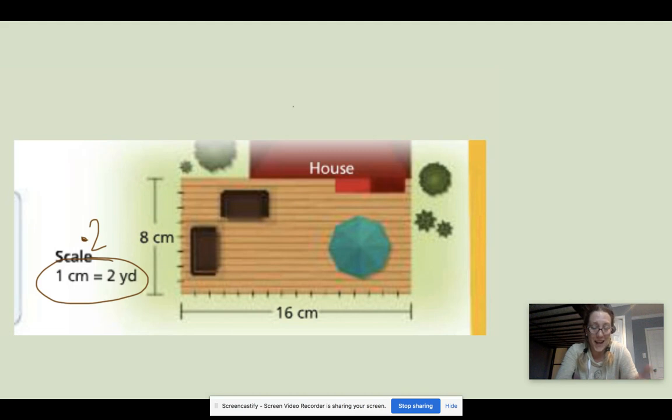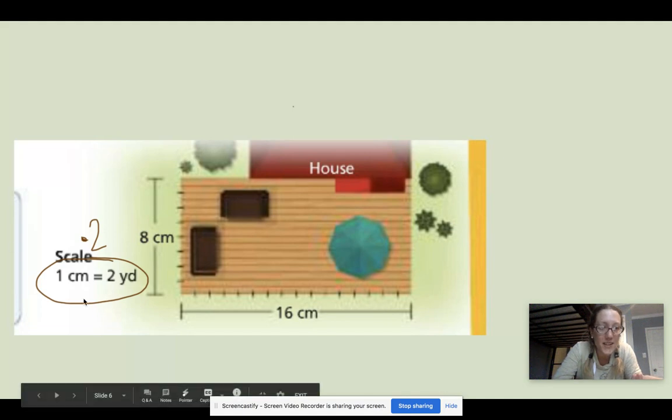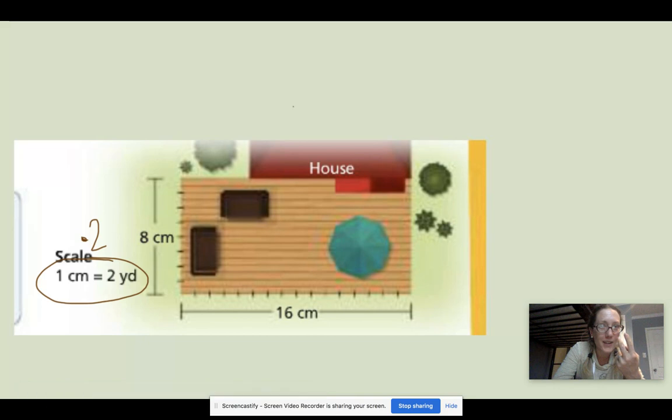So the first thing I notice with this is we might not have to use a proportion. This is actually a nice scale. Check it out. Our scale is 1 to 2. For every 1, it's 2. So that would mean if 1 centimeter is 2 yards, 2 centimeters would be 4 yards. 3 centimeters would be 6 yards. See where I'm going with this? It's just this times 2.